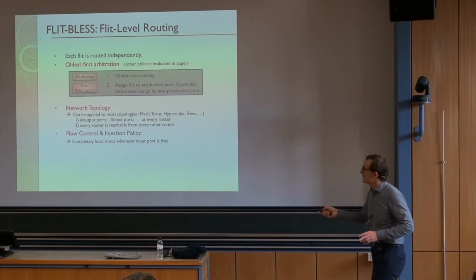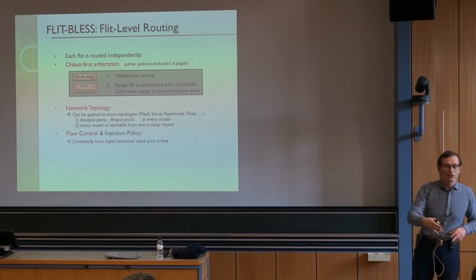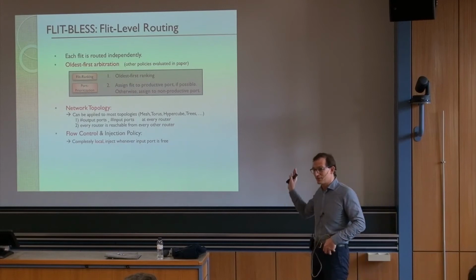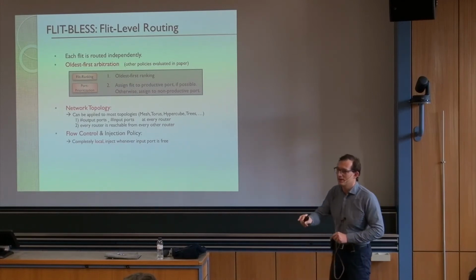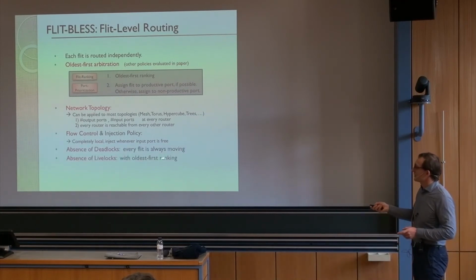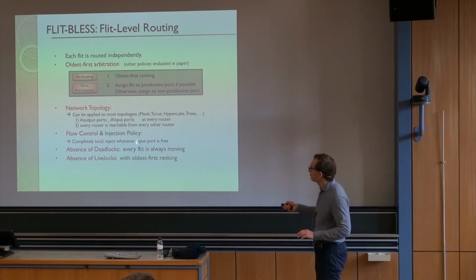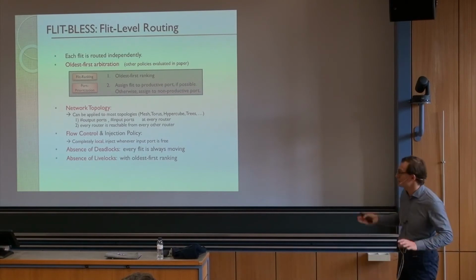And you inject into a router whenever an input port is free. Basically, whenever you're injecting, you need to look at, we discussed this with the crossbar earlier, all of the input ports, and if an input port is free, then you can inject. There is no deadlock, as we've discussed. Every flit is always moving. That's good. And if you use oldest-first ranking, there is no livelock also. Otherwise, you could run into livelock.